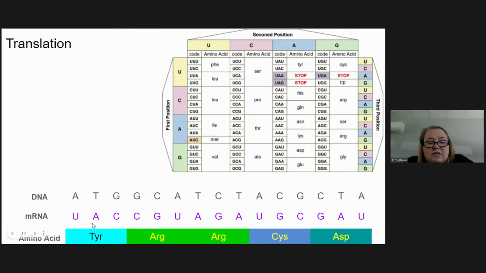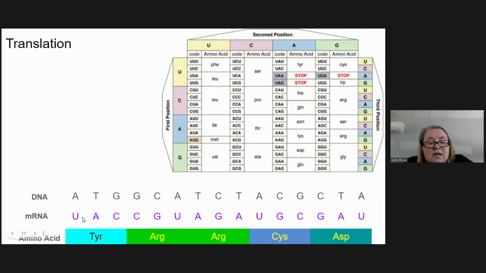That sequence is then broken up into groups of 3 for codons. So if it is a group of 3 on DNA, it is a triplet. If it is a group of 3 on mRNA, it is a codon. And if it is a group of 3 on a tRNA, it's an anticodon. But once we have our codons, we can use our codon table.